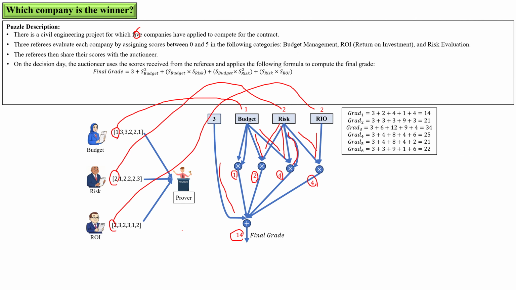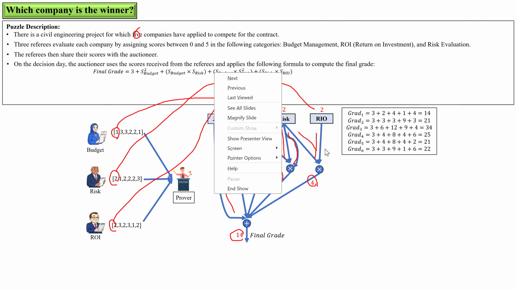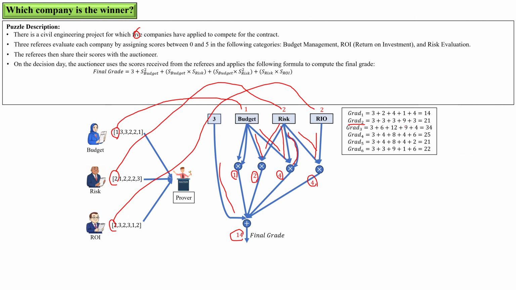So if you follow this circuit or formula for other companies, you will see that the grade for company number 2 equals 21, for the third company equals 34, and for the other companies we have the values. Okay, which company would be the winner? Company number 3 would be the winner, right?